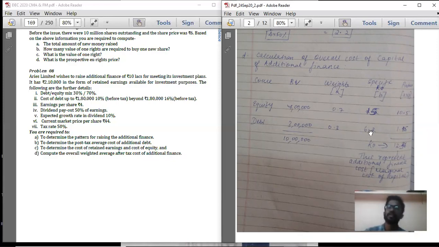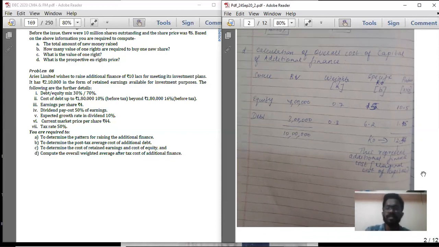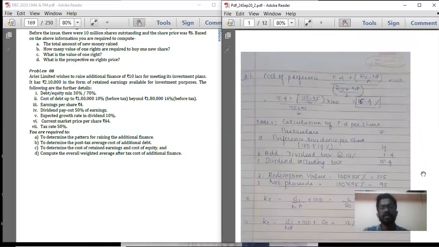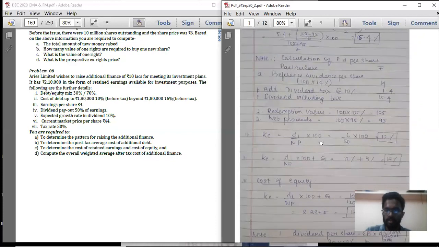And in respect of debt column, 6.2 into 0.3, you are getting 1.86. So now product column total is 10.5 plus 1.86, you are getting 12.36. Total amount column record 12.36. In respect of that record KO. So it is nothing but 12.36 is the cost of capital of additional finance. So with that we have completed problem number 3.